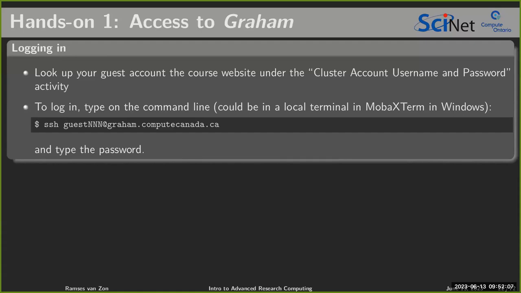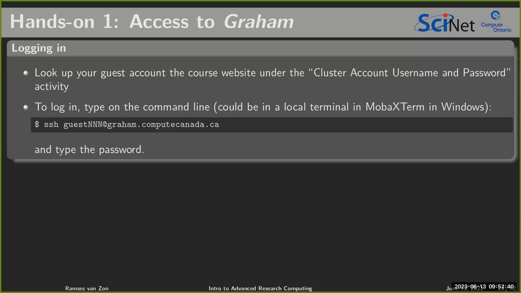So you can be trusting and say, yes, I will accept that. And then the next time you SSH again, it will check the stored key fingerprint against the fingerprint that the server is giving next time. So at least you know you're connecting to the same server again. It is possible to hack these things, it happens, and to redirect requests for graham.computecanada.ca to somewhere else. Their fingerprint would be different, so you would detect it that way.